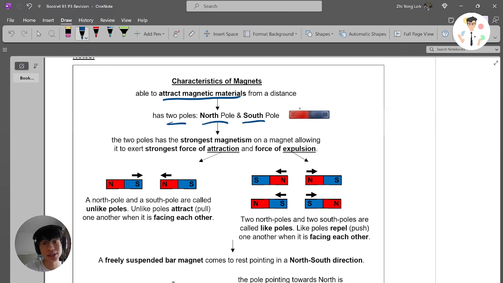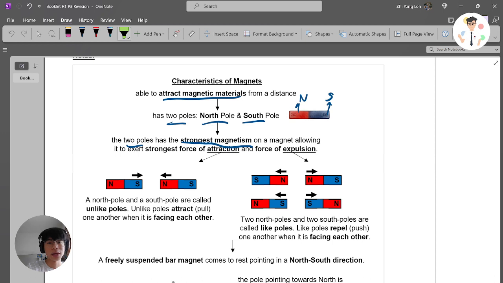As you can see here, they have something called the N. Here you have something called the S. N north, S south. Now these two poles have the strongest magnetism. Again, magnetism is basically something that helps to attract. Okay, on the magnet, allowing it to exert the strongest force of attraction and expulsion.